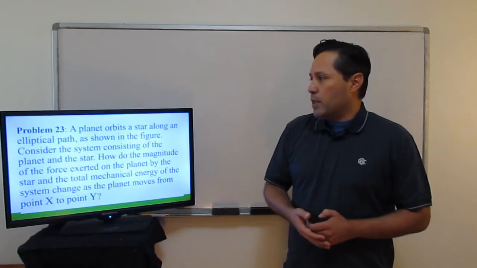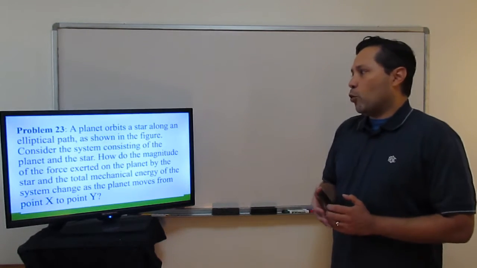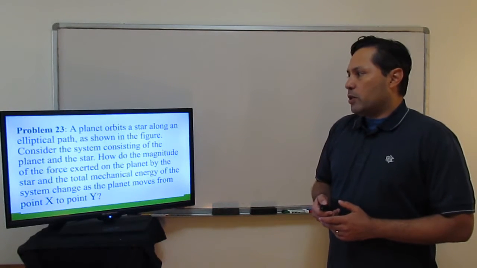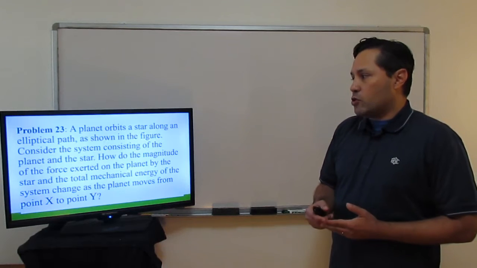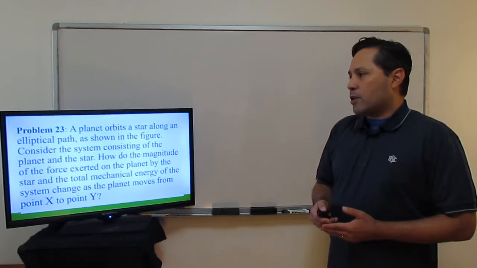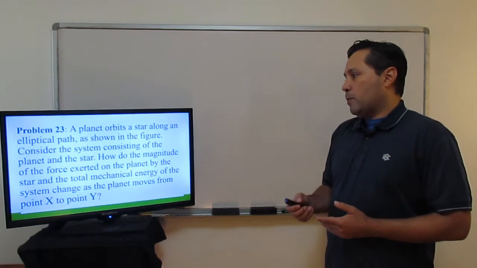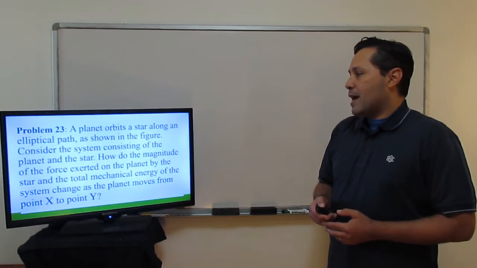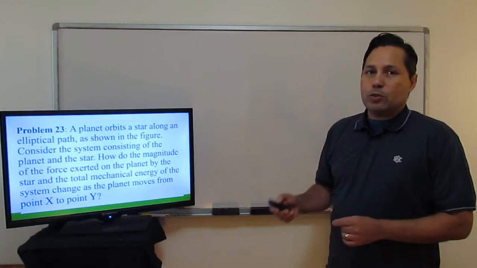In problem 23, they ask you the following question. A planet orbits a star along an elliptical path as shown in the figure. Consider the system consisting of the planet and the star. How do the magnitude of the force exerted on the planet by the star and the total mechanical energy of the system change as the planet moves from point X to point Y?